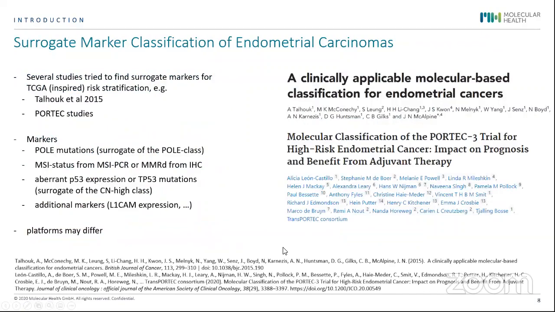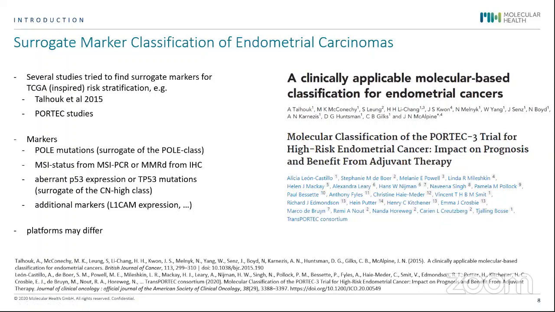And since it is quite unfeasible in clinical practice to this day to do this comprehensive profiling, there have been early on efforts to find what I call surrogate markers of these subtypes, to do the classification with less effort, with fewer tests. And I just give 2 examples here. One is the Talhaug et al. study from 2015.